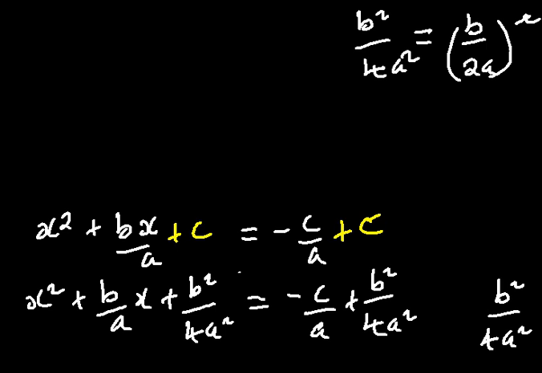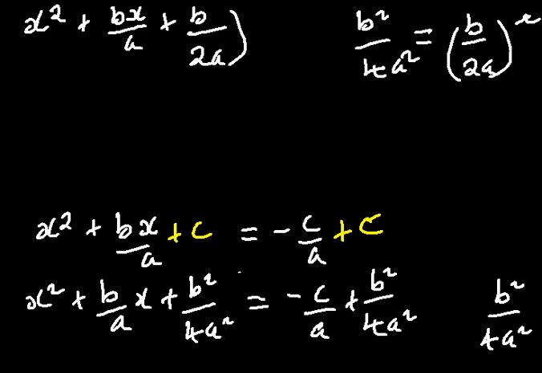And from there we'll have it as x squared plus bx over a plus. Now we have to express this in the form of this. Therefore, we'll have (b over 2a) to the power 2, which is equal to.